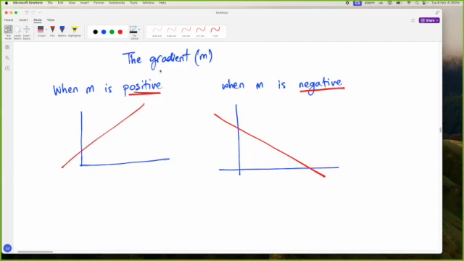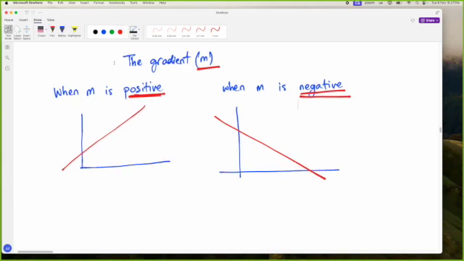The gradient m, right? When m is positive, your line is going to be slanted this way. If m is negative, your line is going to be slanted this way. Once m is positive, your line is going to be sloping like this. Once m is negative, your line is going to be sloping like this.